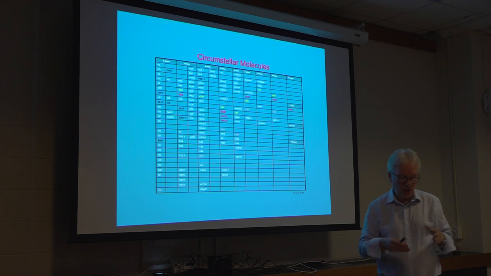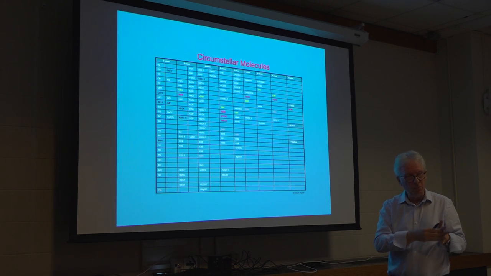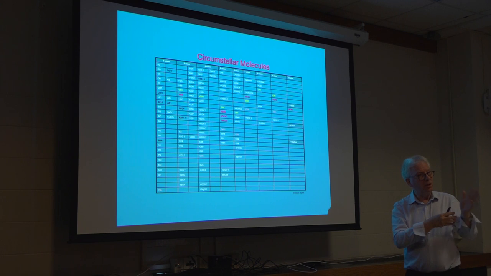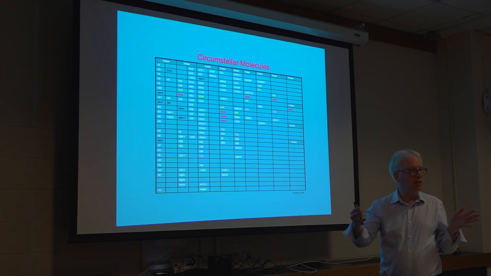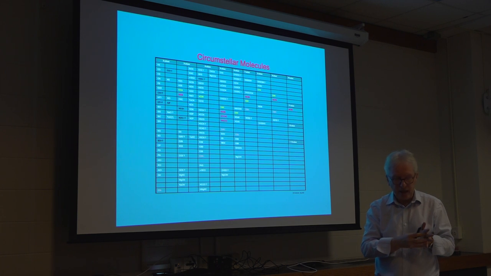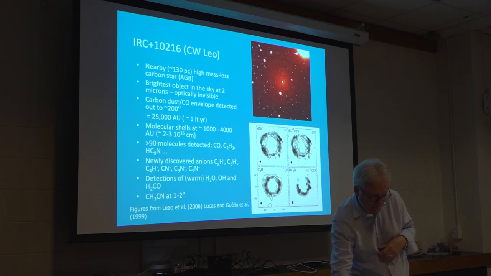Typically these envelopes are perhaps a parsec in radius, and so with the typical expansion velocities, these flows start from the stellar photosphere and go out to the interstellar medium. It takes about 10 to the 5 or so years. So we're looking at envelopes which are created and evolve over this sort of period of time.